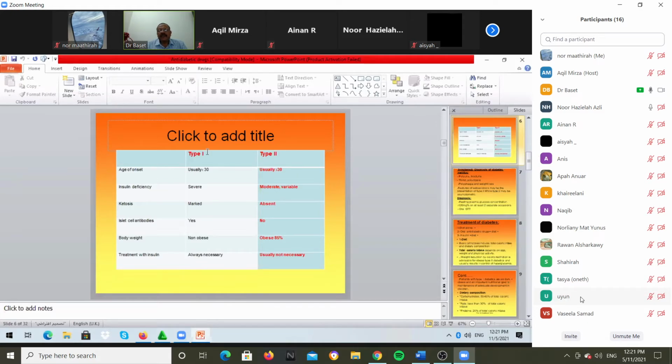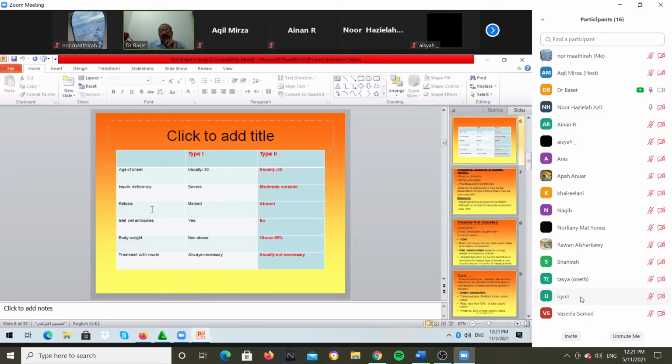Insulin deficiency is severe in type 1 and may lead to atrophy of the islets of Langerhans. Here in type 2, the insulin deficiency may be moderate and variable. So we depend on the treatment of type 2 to stimulate the pancreas to increase its secretion of insulin and make it more sensitive. So our groups include insulin secretagogues and insulin sensitizers.